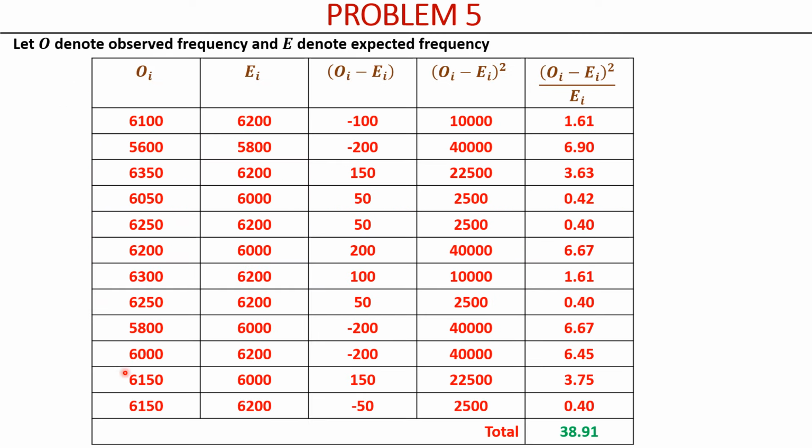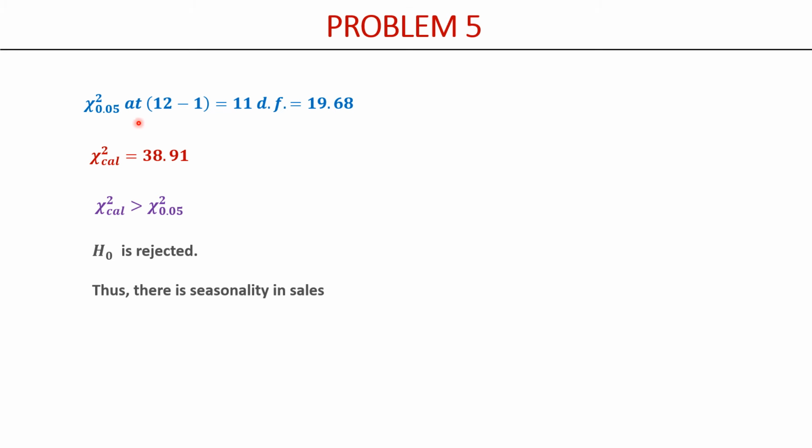So the observed values are given in the problem, and the expected values are as we have just found based on the months. Note that the total of O and E must be the same. Then the difference, and the square of the differences divided by E, the value that we get is 38.91. We shall now compare it with the table value. Now we are given 12 months, so 12 minus 1, 11 degrees of freedom. Let's see what the table value is and compare it with the calculated value. We find that the table value for 11 degrees of freedom is 19.68, whereas the calculated value is 38.